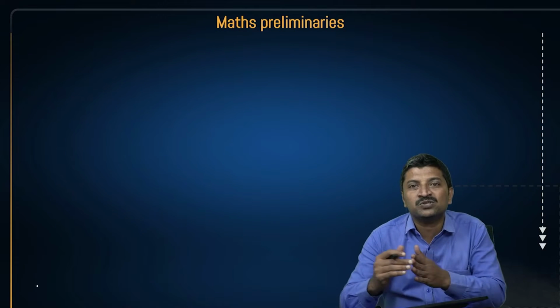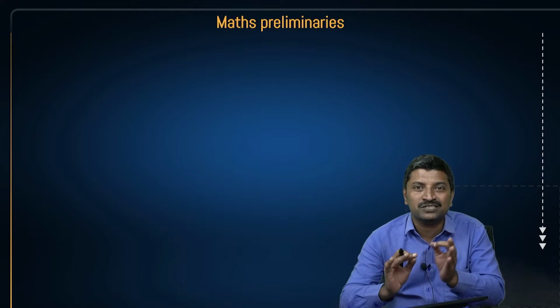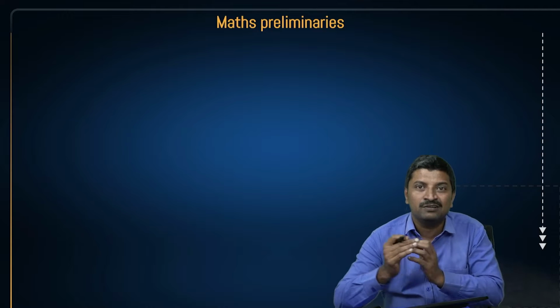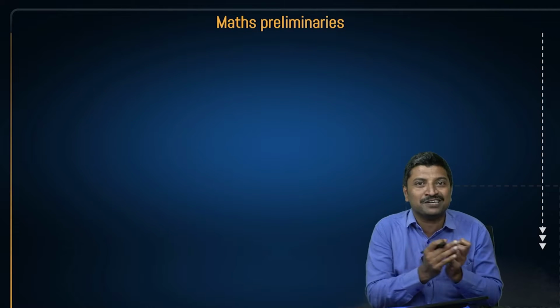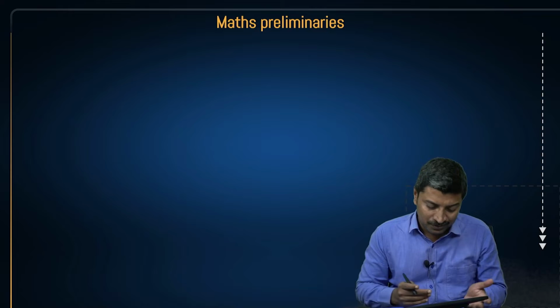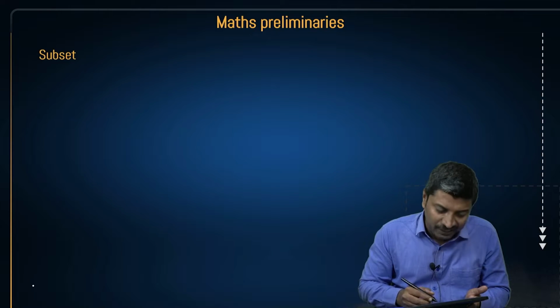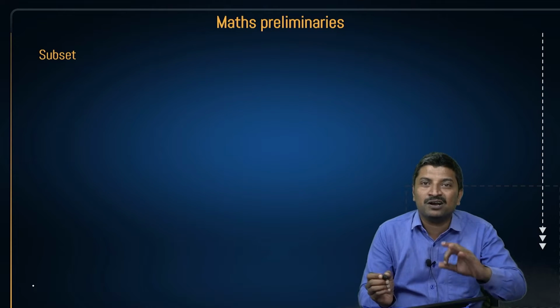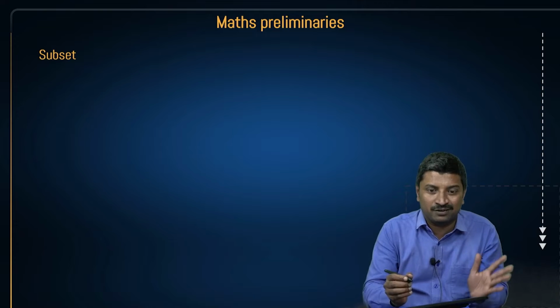Before starting our actual topic, let us recall some basic definitions of mathematics, which are very useful in finding functional dependencies and candidate keys. The first subtopic we need is subset. As we already know this definition, let me quickly recall it.